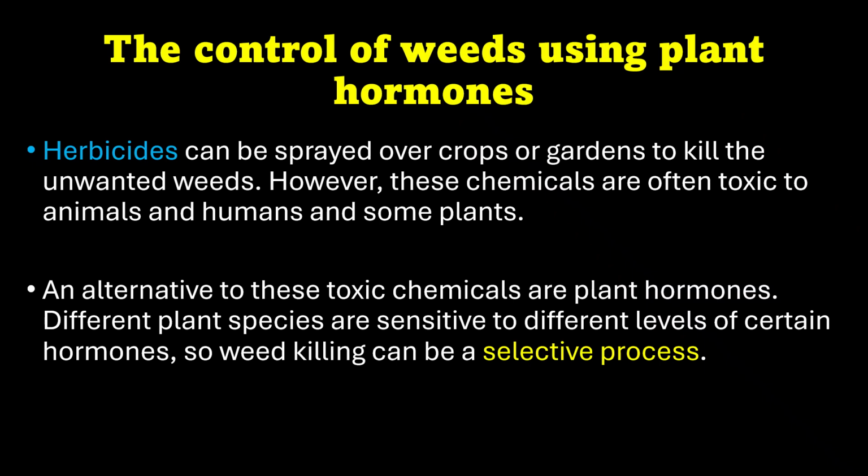So there's an alternative to these toxic chemicals, and the alternatives are plant hormones. The idea in using plant hormones is that, in a simple way, different plant species are sensitive to different levels of certain hormones, and so weed killing can be a selective process.